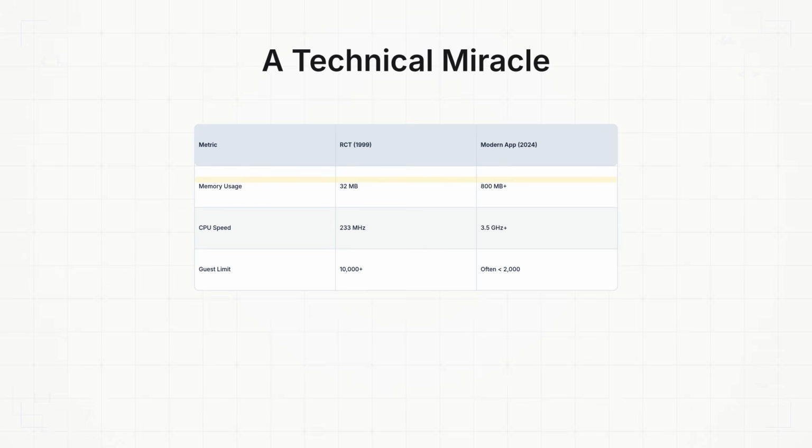Today, a simple chat application can easily consume hundreds of megabytes of memory just to idle. The secret to this efficiency wasn't just clever algorithms, it was the language itself. Chris Sawyer wrote 99% of the game in x86 assembly. This allowed for a level of hardware intimacy that is almost non-existent in modern development. Let's look at the sheer scale of this efficiency gap.